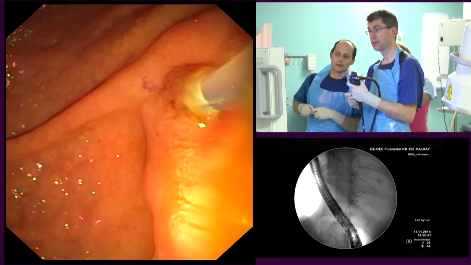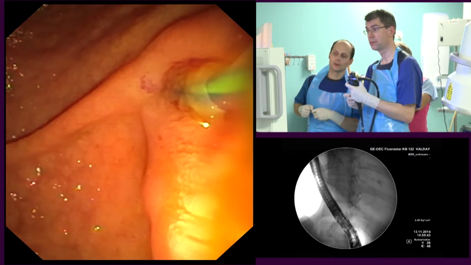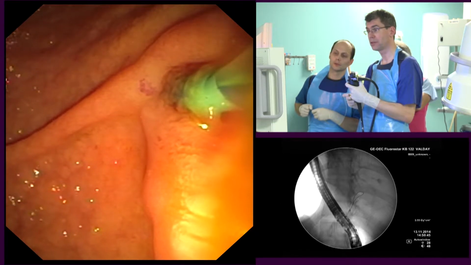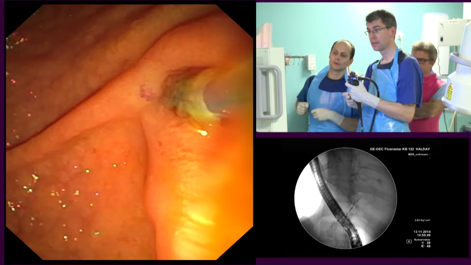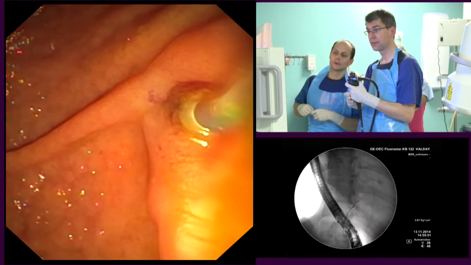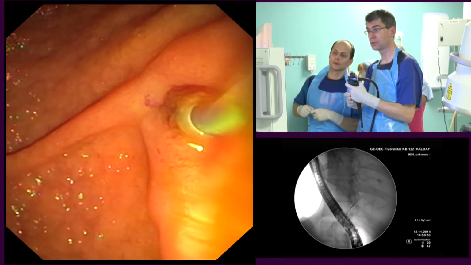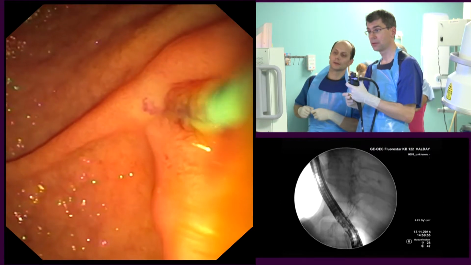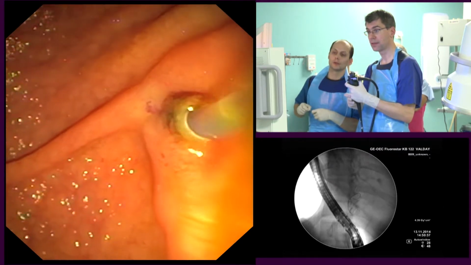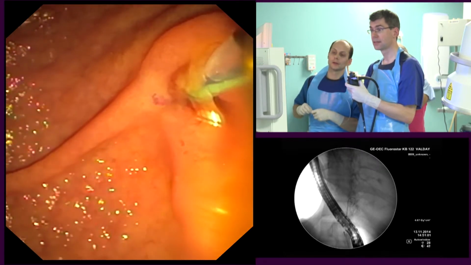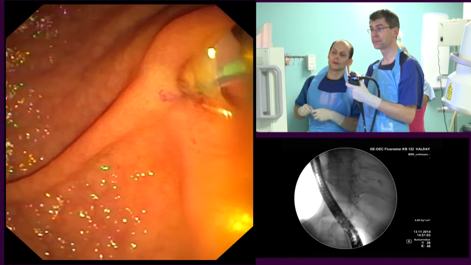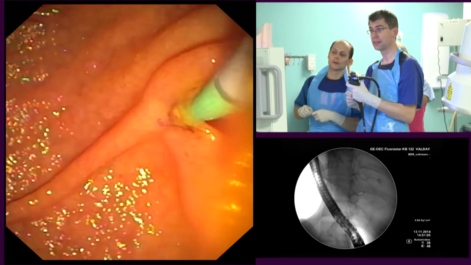Maybe you should pull a bit. Pull a bit. Pull a bit. Okay, because we're not yet in the right position. Pull. Okay, try to advance the wire. Some more. Maybe we're in the cystic duct. That's possible. So I go down a bit. Maybe you try like this. This looks better, but only for a second.